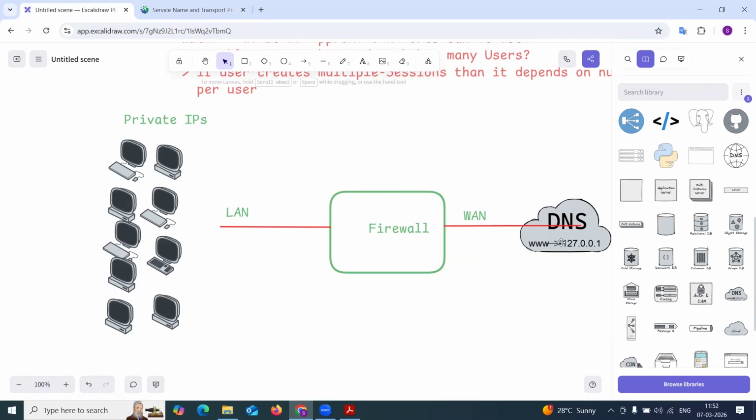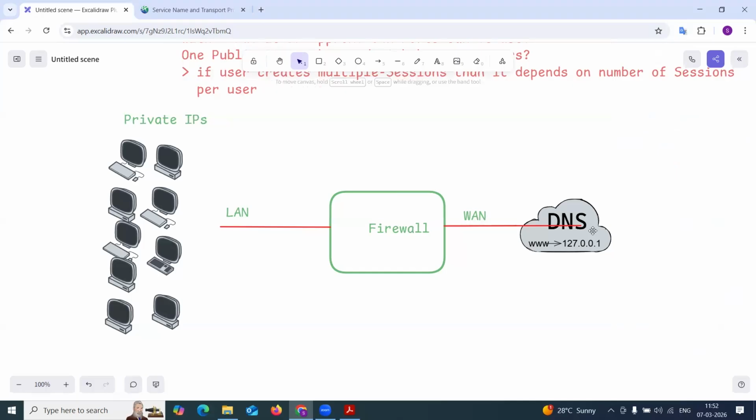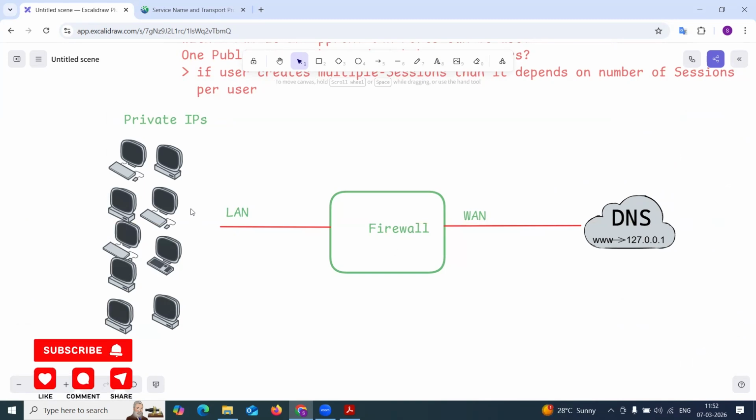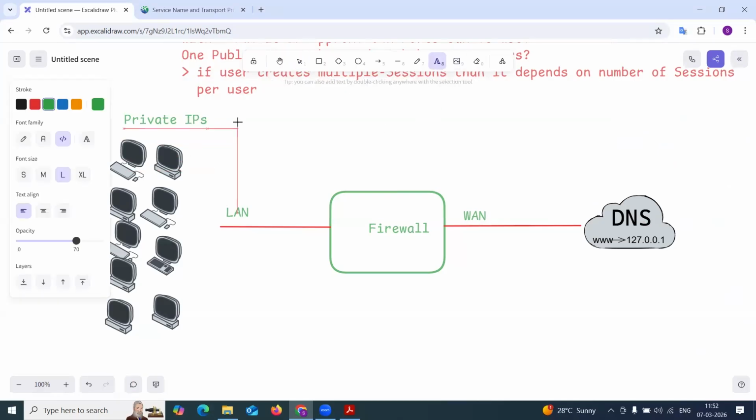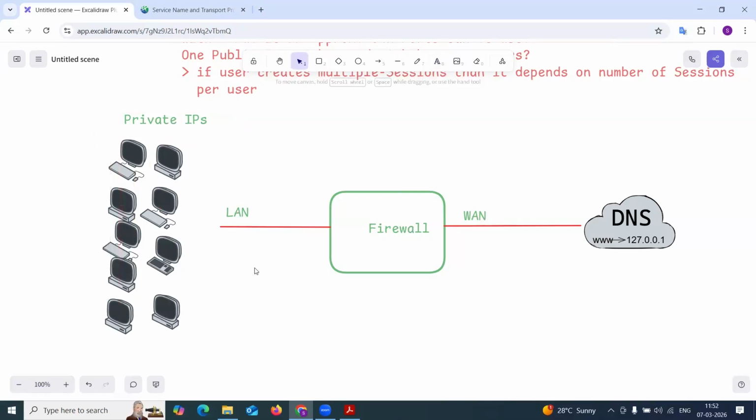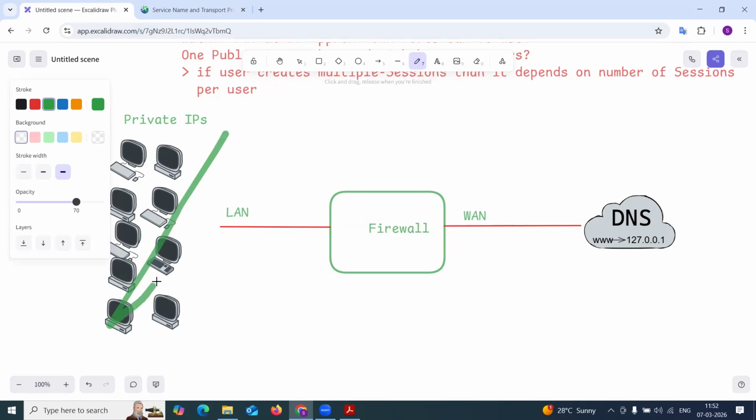So LAN to WAN, whenever we are going, it's private to public. So whenever it is private to public, who is private, always you have to keep in mind. So here, my LAN network is basically private. My LAN network is always private in this scenario.